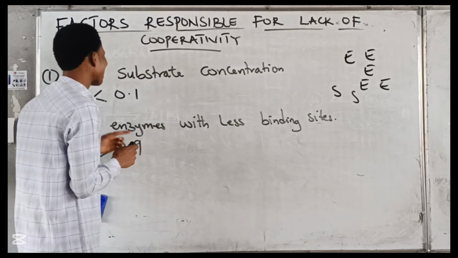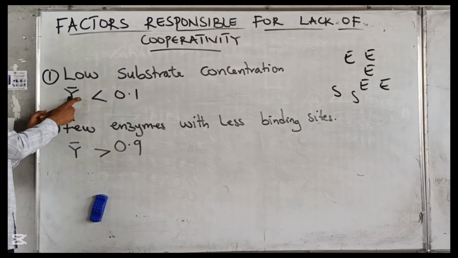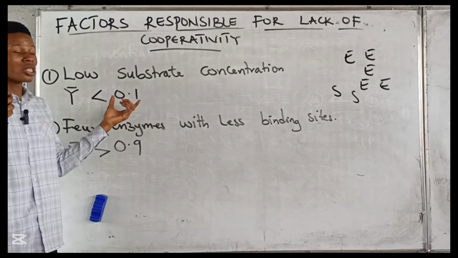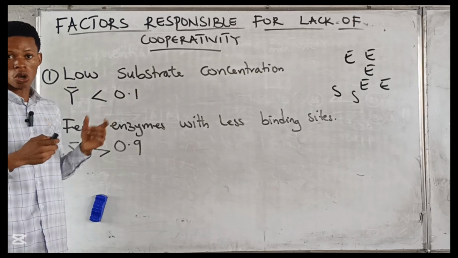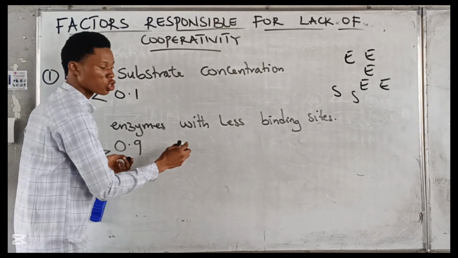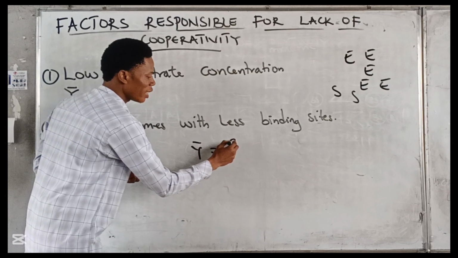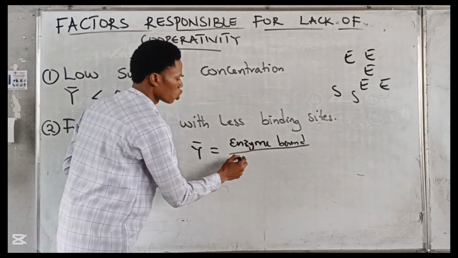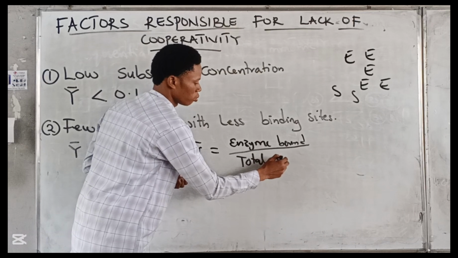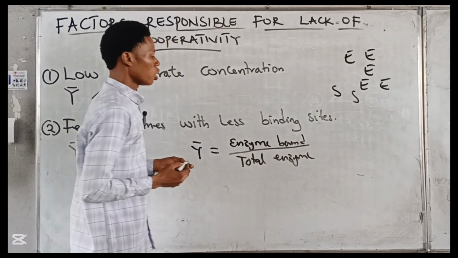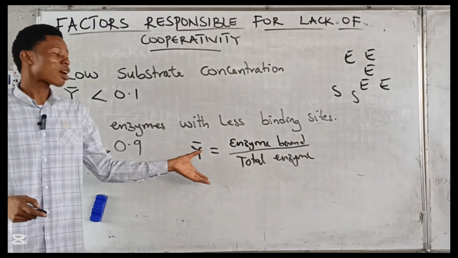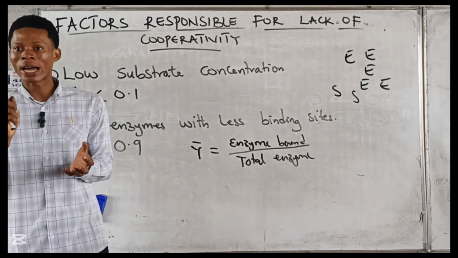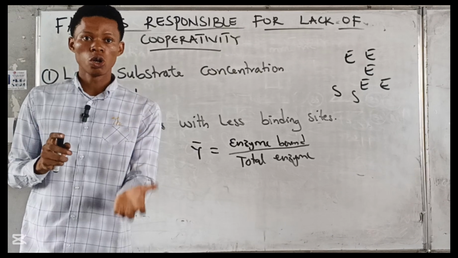Now, if fractional saturation, represented as bar Y, is less than 0.1, what that should tell you is that there is low substrate concentration. Remember that fractional saturation is given as what? Enzyme bound all over total enzyme, right? Enzyme bound all over total enzyme. Now, if you calculate this and the value you are having is less than 0.1, you should know that the substrate level is low.